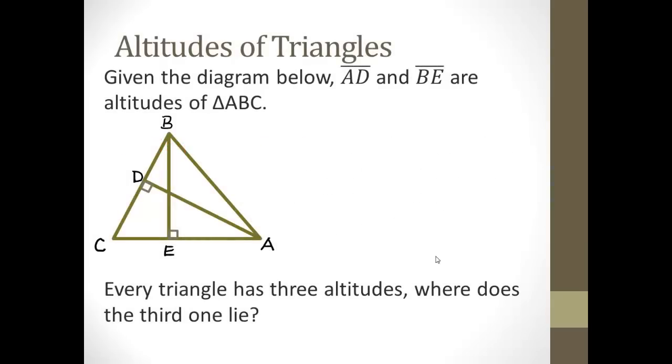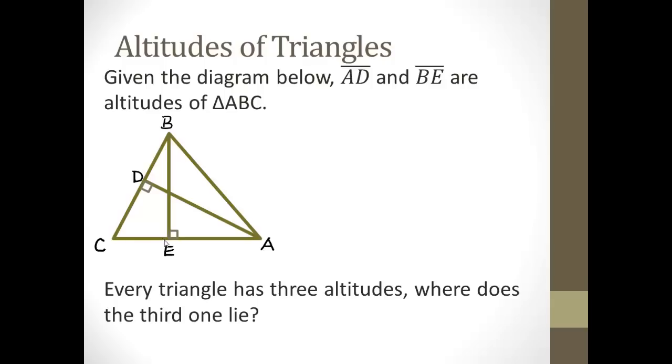Okay, let's move right along to altitudes of a triangle. So we have the diagram below, and segment AD and segment BE are altitudes of triangle ABC. Now what do you notice about these? We have these little marks here. What does that mean? It means they form right angles. So an altitude is different than a median because an altitude is from a vertex and then it forms a perpendicular segment to the opposite side. Okay, so this forms a 90-degree angle. Again, an angle measurement that could come in handy.